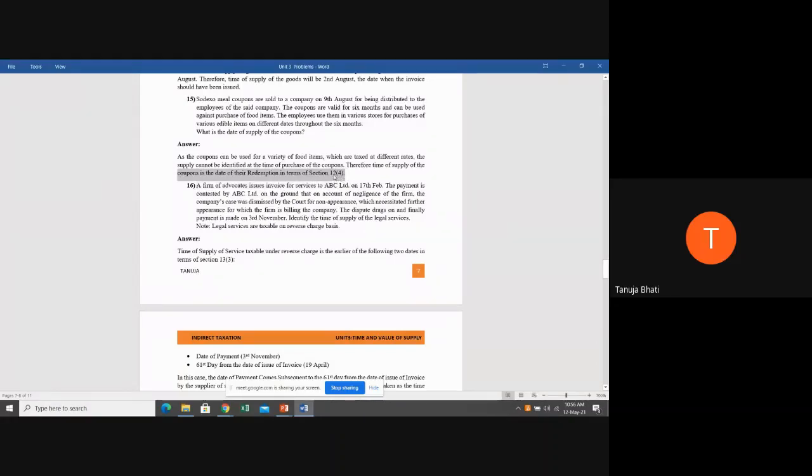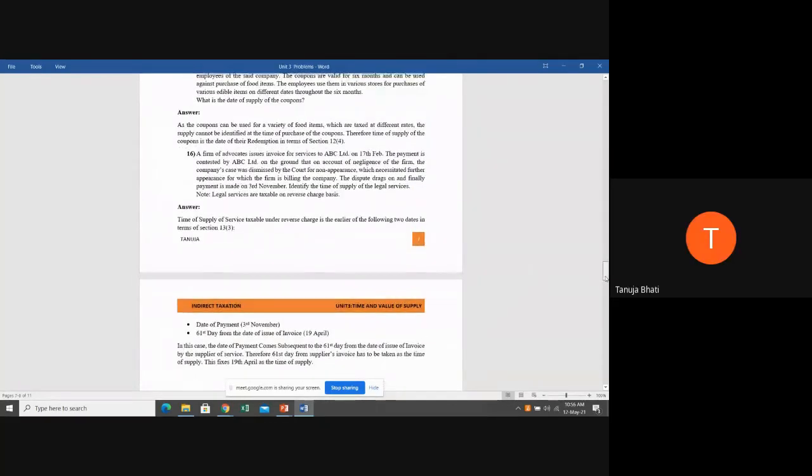Why am I telling section 12? Because it is a food item, it is goods. So section 12 subsection 4 talks about vouchers exchangeable for goods. Therefore, section 12 subsection 4. So is problem number 15 clear, students? Yes, ma'am. Okay, let us move ahead to the last problem under time of supply.